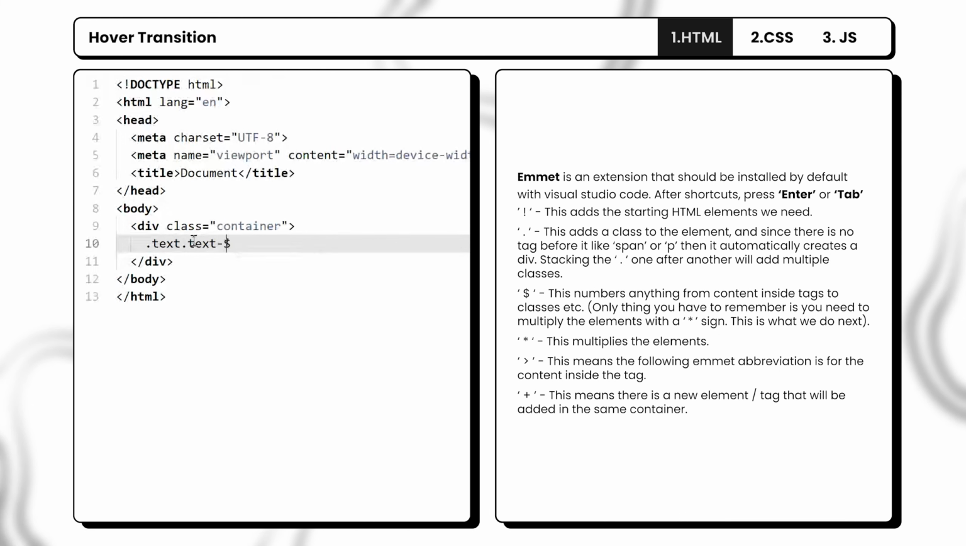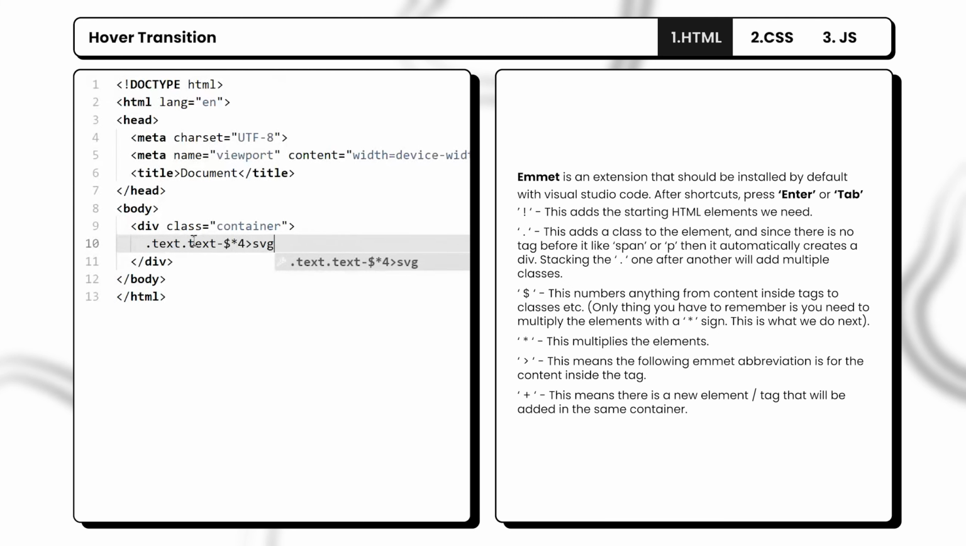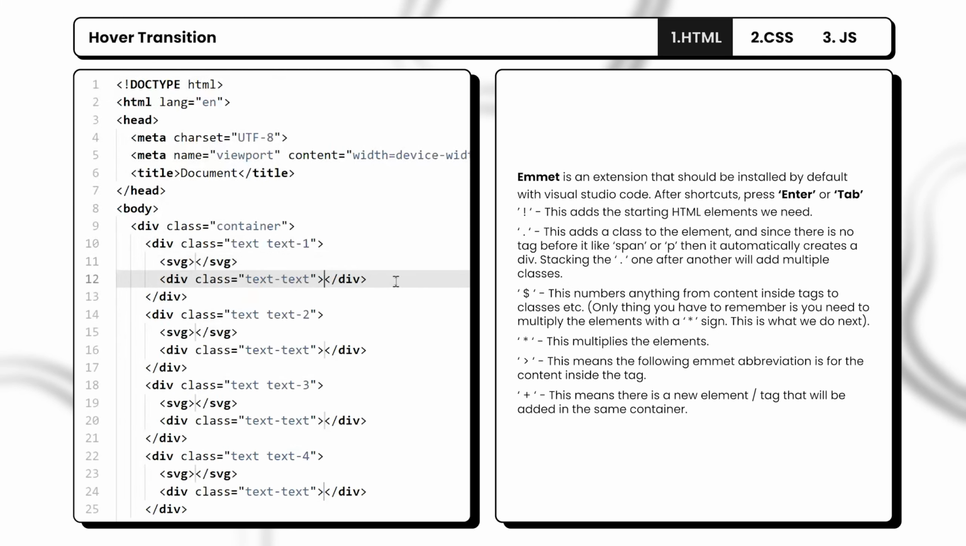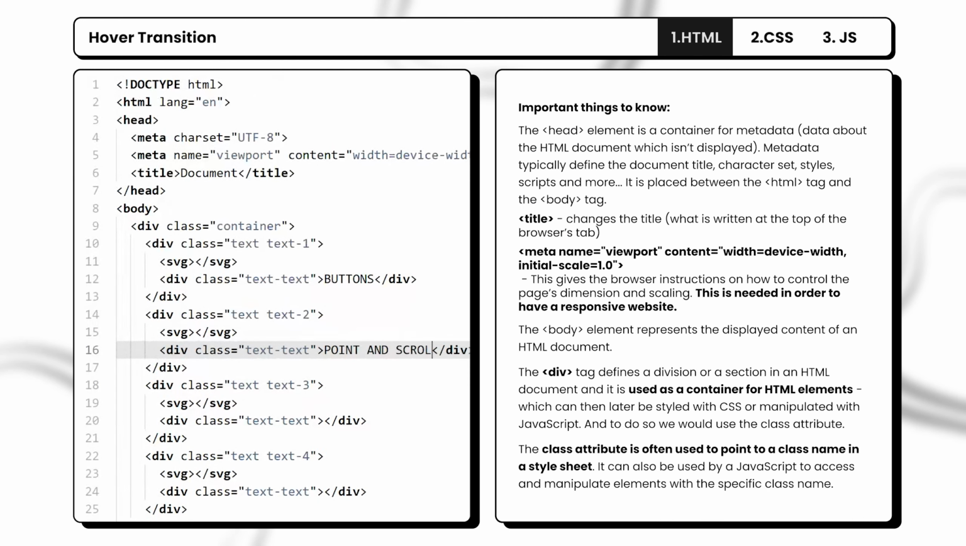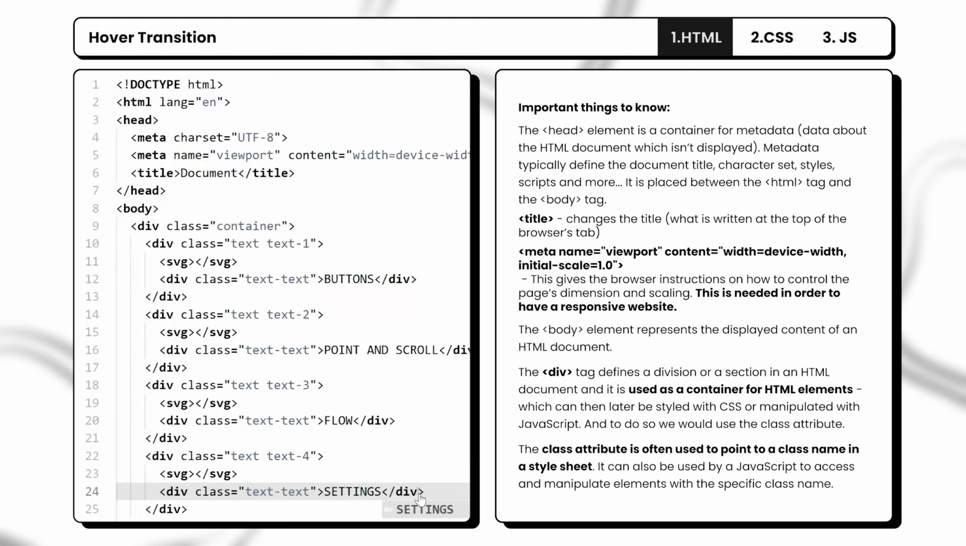We will have two classes, text and text-$, which will number the classes for us as we multiply it 4 times. And inside each of those 4 classes, we will have an SVG and a div with the text-text class. And then let's go ahead and type in buttons, point and scroll, flow, and settings in the text-text divs.